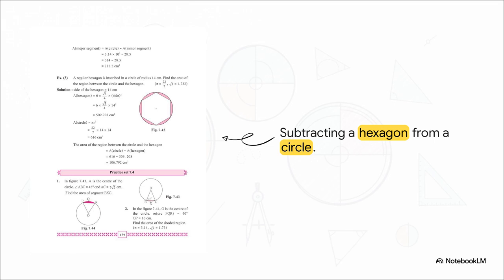You calculate the area of the total circle, then calculate the area of the entire regular hexagon, and simply subtract the hexagon from the circle. That's the secret to geometry. It's really just a beautiful puzzle of adding and subtracting shapes.